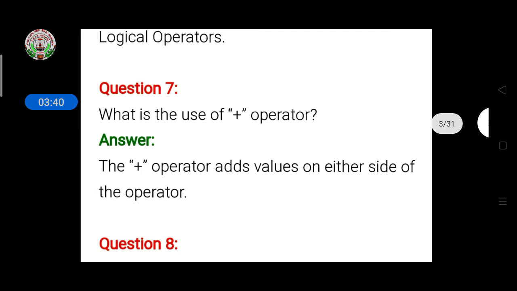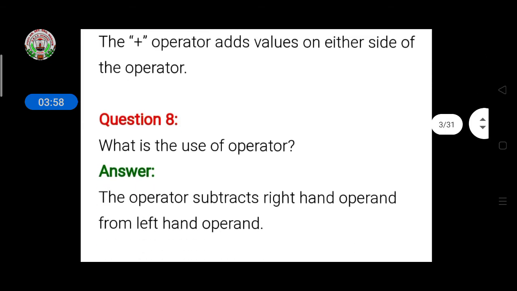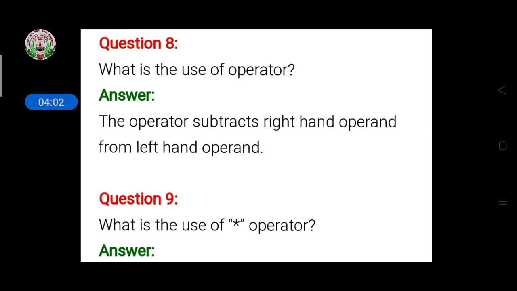Then what is the use of plus operator? The plus operator adds values on either side of the operator. So plus operator always adds the values. If you are writing these operators and giving the values, then it will do the calculation. Then what is the use of minus operator? The operator subtracts the right hand operand from the left hand operand.